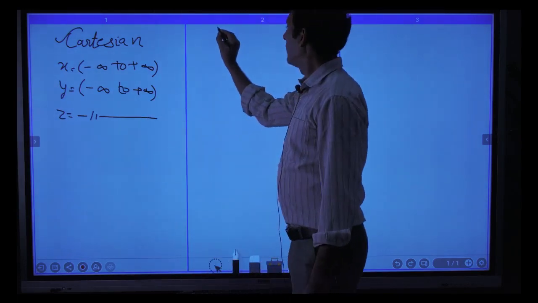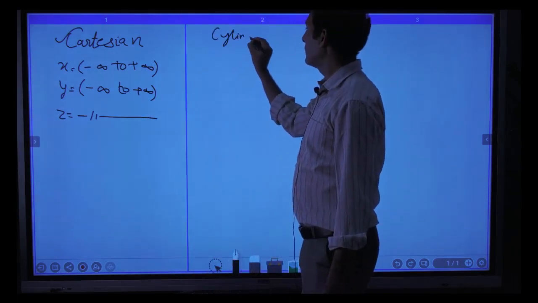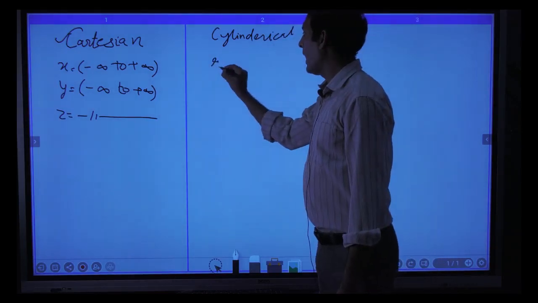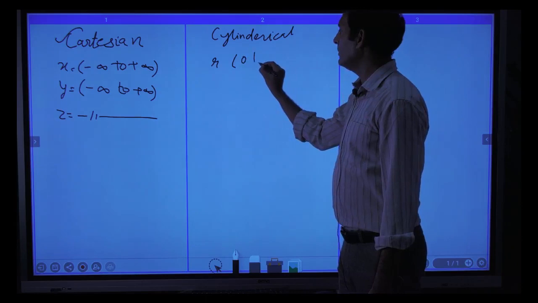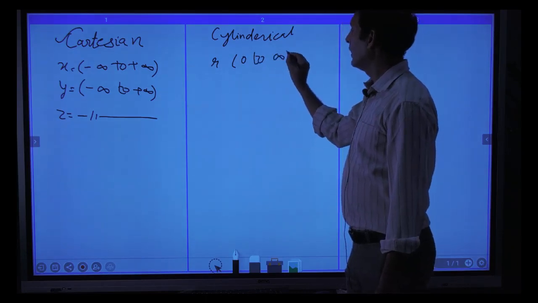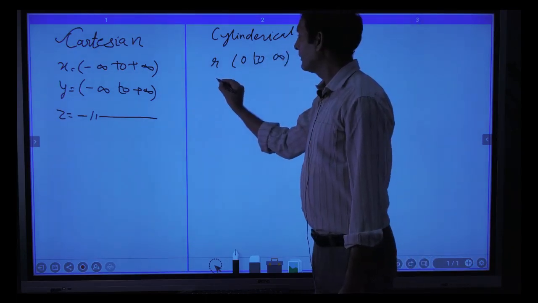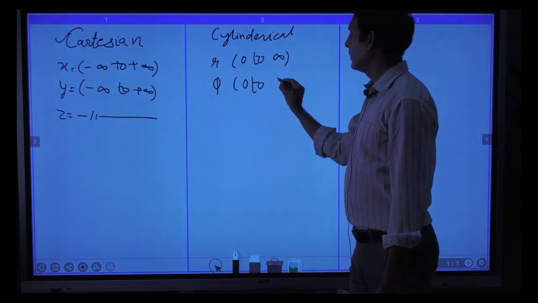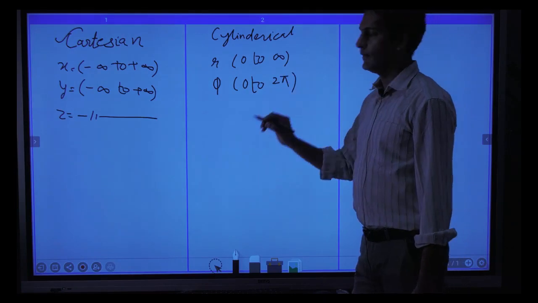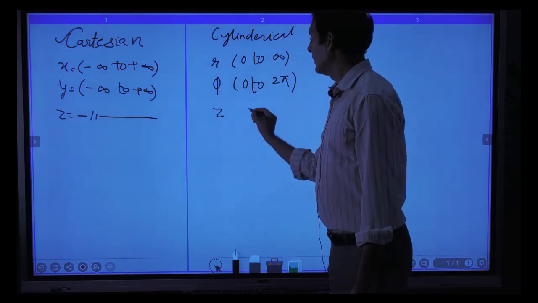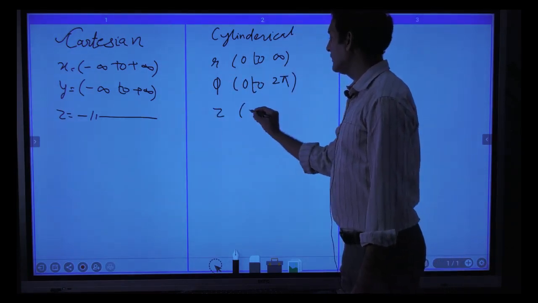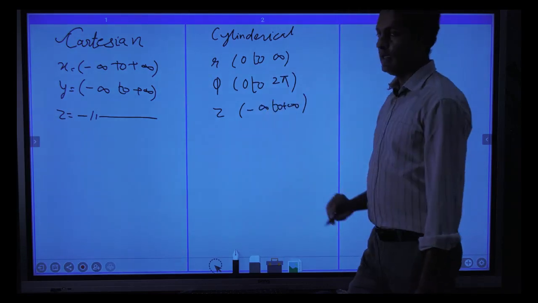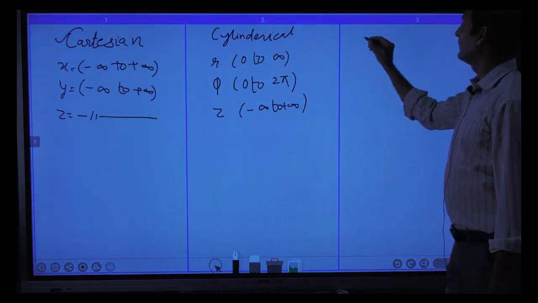For the cylindrical system we have r, the limits will be from 0 to infinity. Second one φ, limits from 0 to 2π. Third one z is the same as Cartesian, minus infinity to plus infinity.